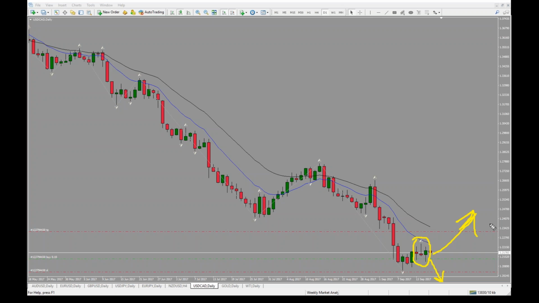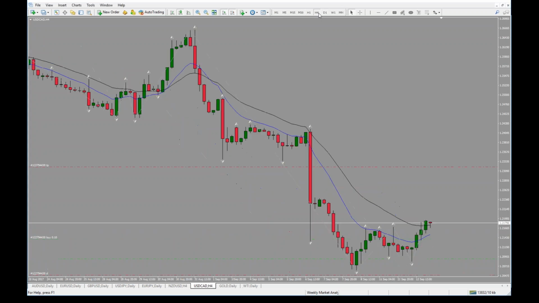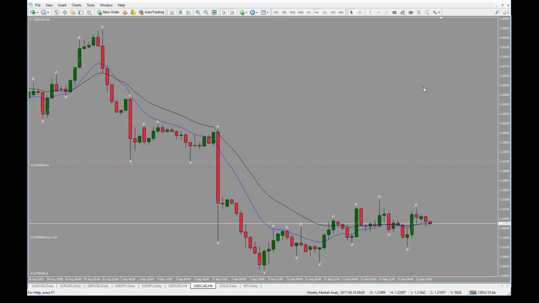Someone's asking me, can I have a look at the 4-hour? Do we have a rising wedge? Let's have a look. It's more like a little channel than a rising wedge. I think that's probably a parallel one. Let me see. Let me just check it.